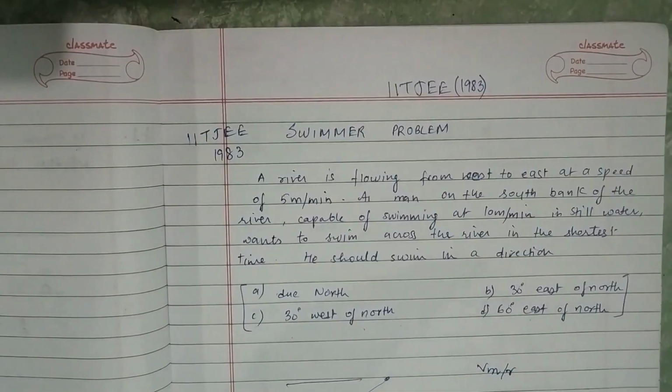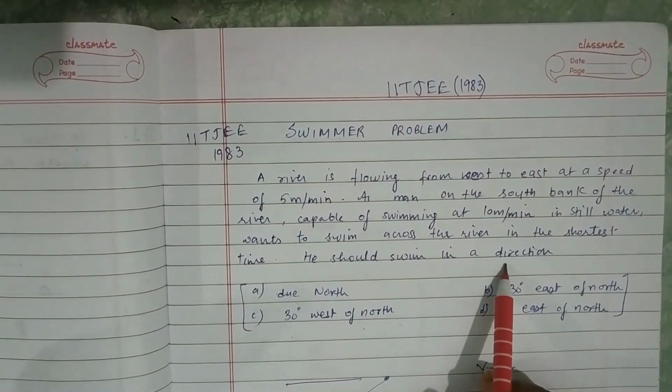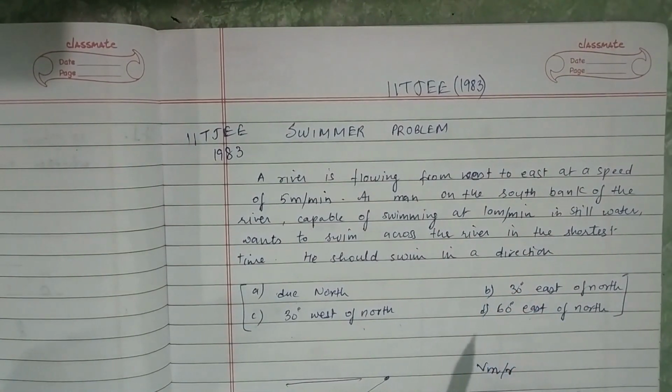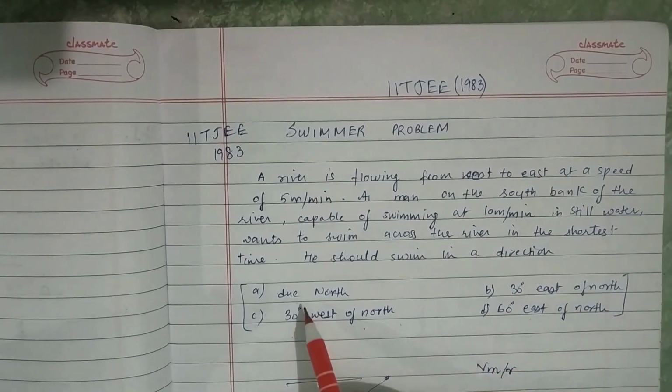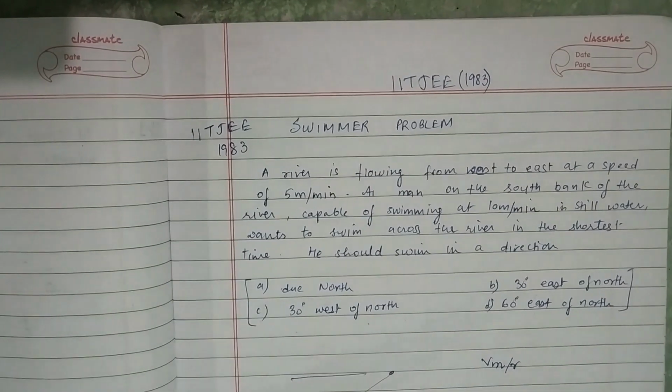Let's try to understand the final problem, that is in which direction it should swim to reach in the minimum time. So we have four options. It can go in the north direction, it can go in east, it can go in west.